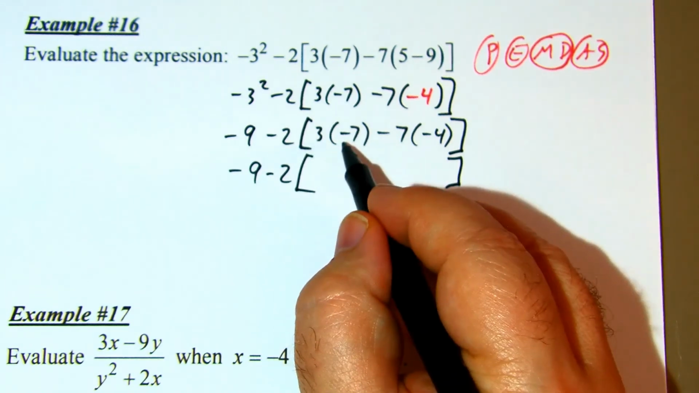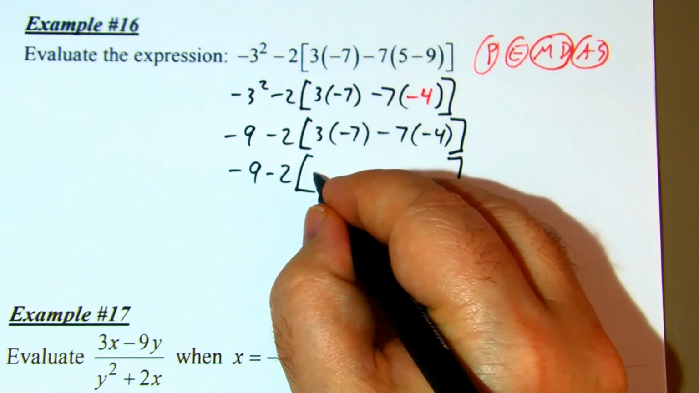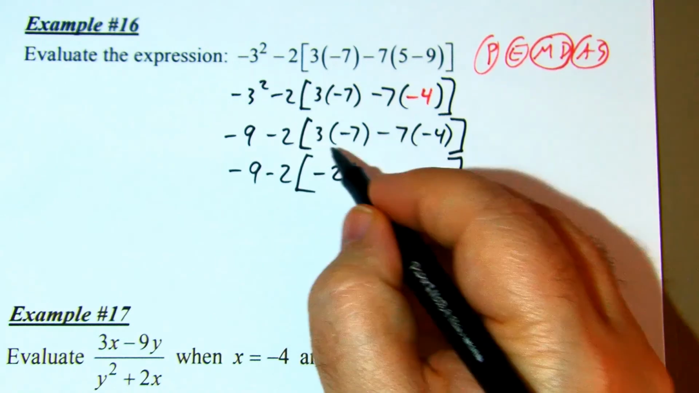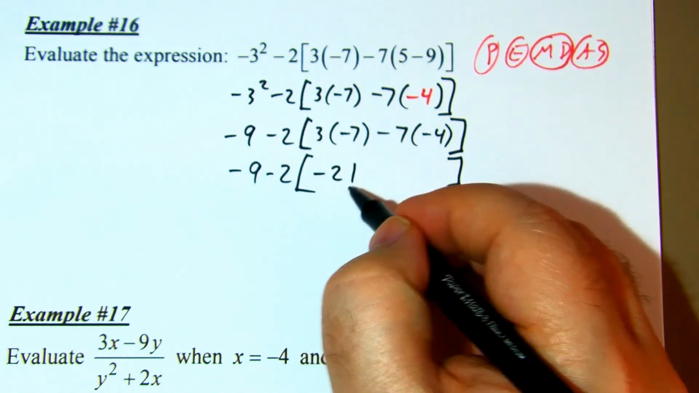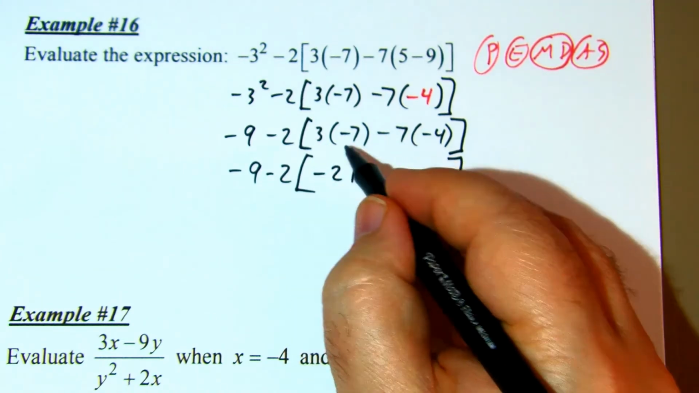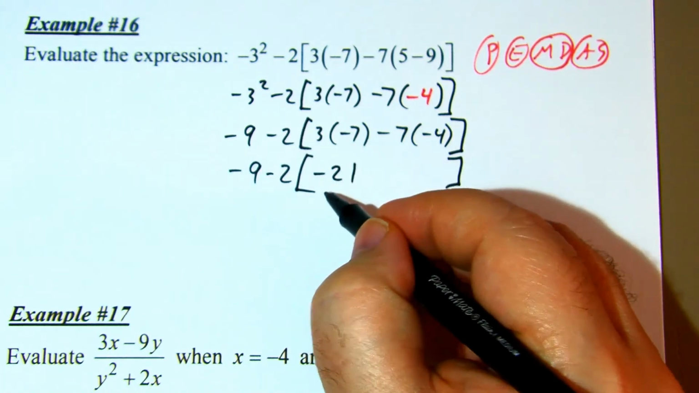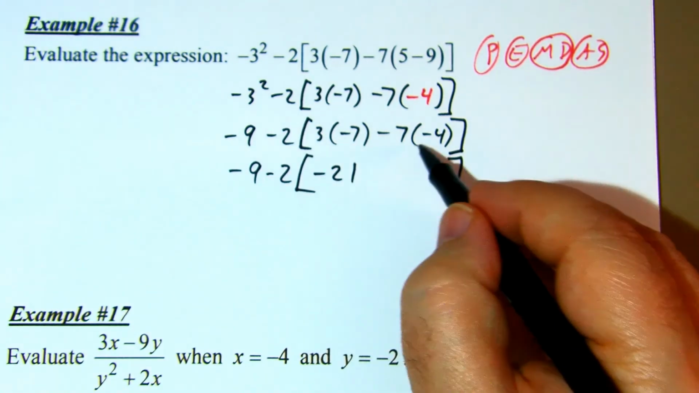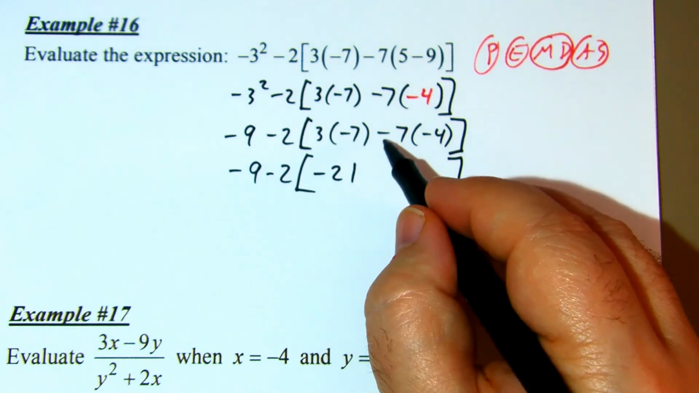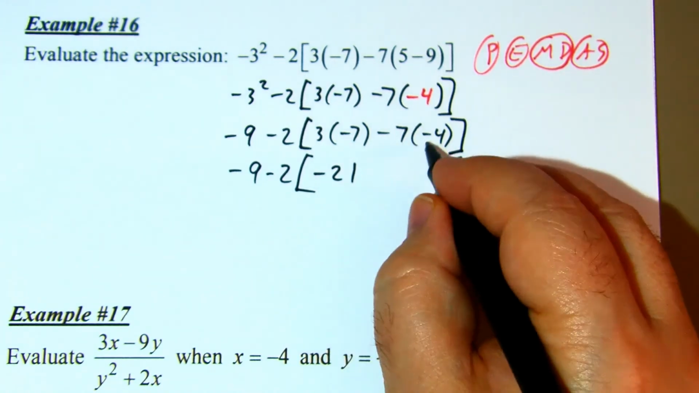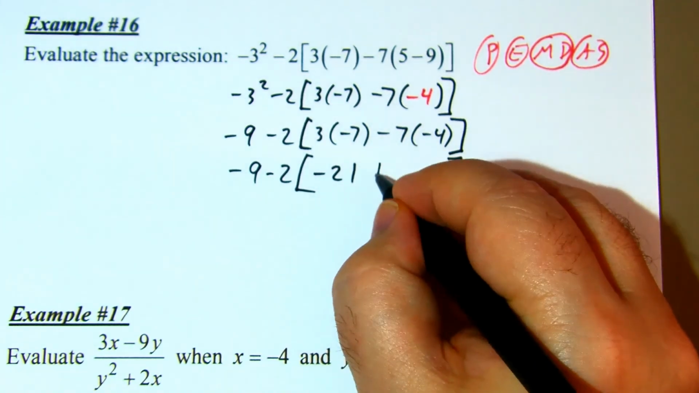3 times negative 7 is negative 21. You're multiplying, so you just do the multiplication. 3 times 7 is 21. A positive times a negative is a negative. And then negative 7 times negative 4 is a negative times a negative. Since they're the same, we get a positive.